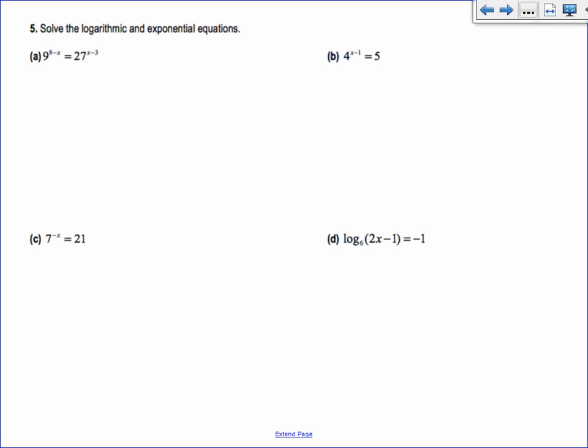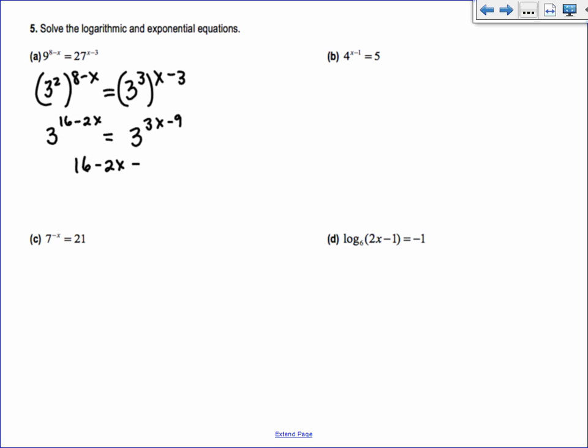Do you guys remember how to solve log equations? Like this one, you could get them to be the same base. 3 squared to the 8 minus x equals 3 cubed to the x minus 3. So this would be 3 to the 16 minus 2x and 3 to the 3x minus 9. So you get 16 minus 2x equals 3x minus 9. So we get 5x, and we add the 9 over, equals 25, so x is 5. That one's easy enough.